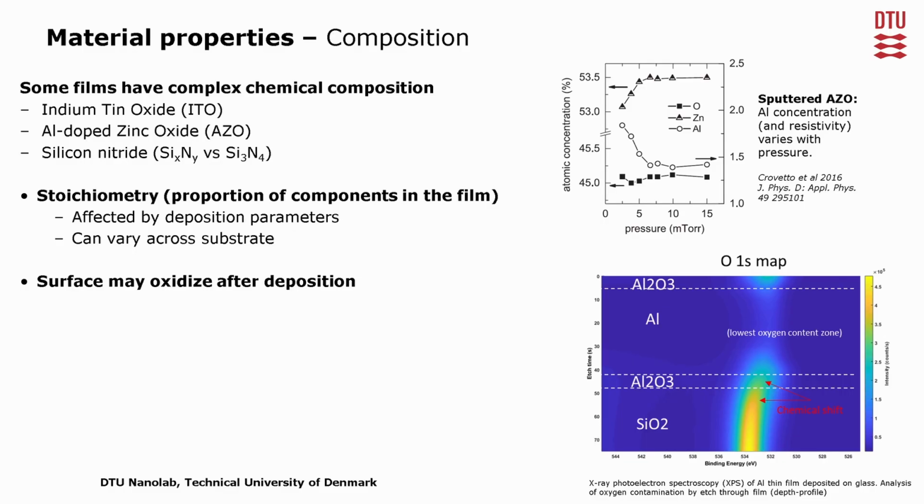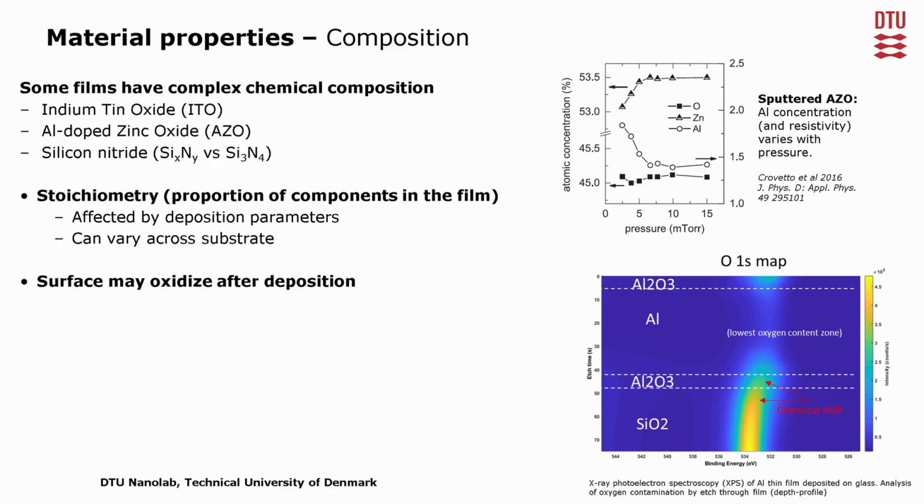This image shows an example of XPS, X-ray photoelectron spectroscopy, measurement of aluminum deposited on a fused silica wafer. The image depicts oxygen distribution throughout the sample depth. Initially, aluminum oxide forms on the surface due to oxidation after breaking the vacuum. As you etch through the layer and measure oxygen, you find almost pure aluminum in the middle, although some oxygen remains due to residual gases in the chamber. Finally, at the bottom, you reach pure silicon dioxide from the glass substrate, indicated by a strong oxygen signal.